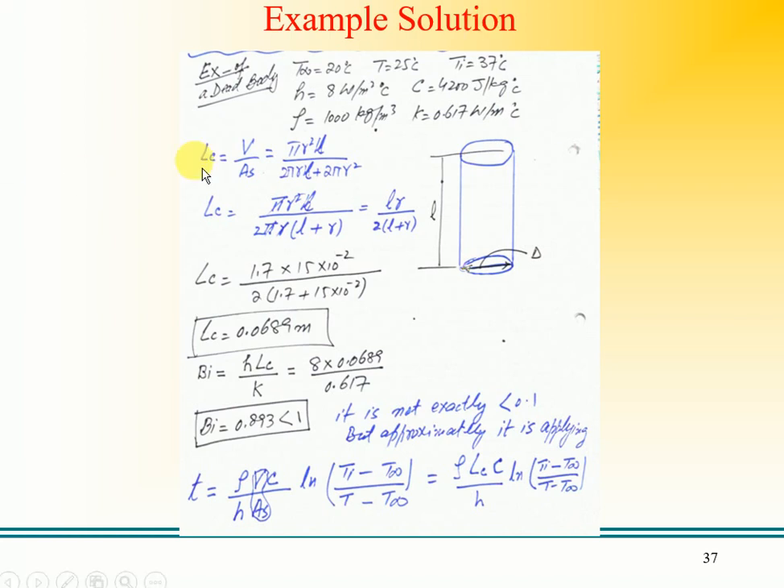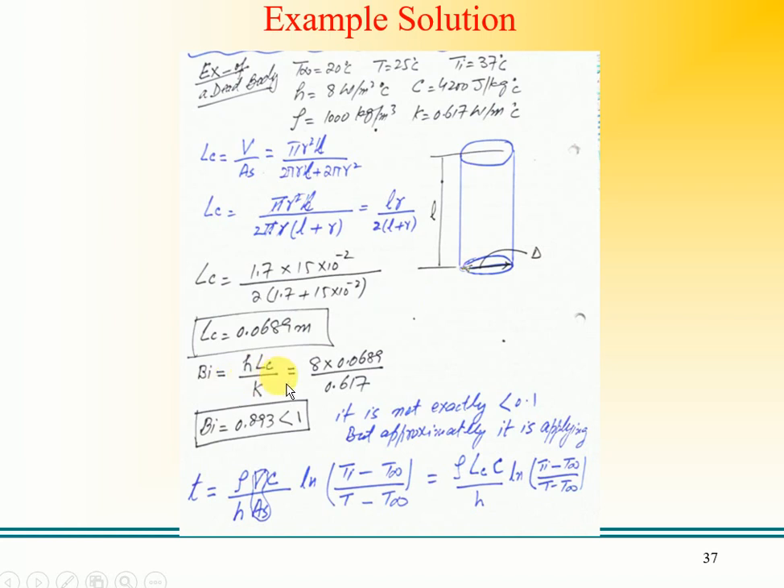So it's the volume: Lc is V by As. Volume is pi r squared L, and As is 2 pi R L plus the two surface areas at the ends, which is pi r squared times 2. By simplification, I get Lc equals R L by (2L plus R). I put in the values of the length and radius, and I get the characteristic length of 0.0689 meter.